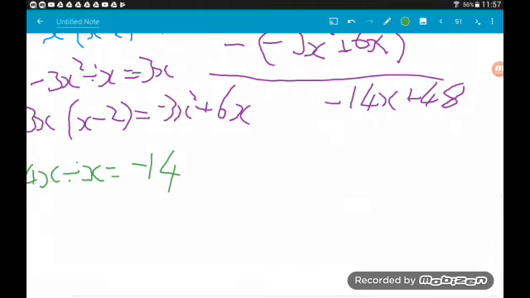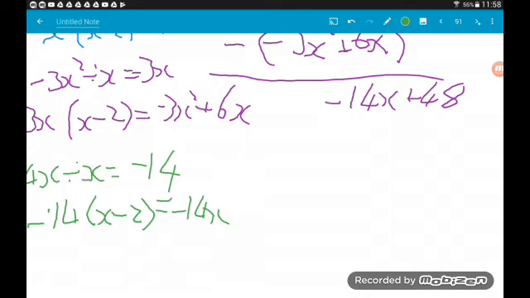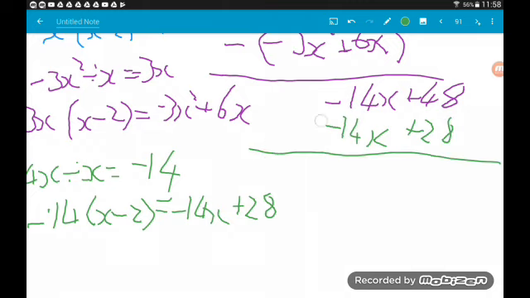So, minus 14 times the divisor x minus 2 gives us minus 14x plus 28, like that. So we now write this underneath the purple, minus 14x plus 28. And then if we do the subtraction, minus 14x minus 14x cancels out. 48 minus 28 again gives us our remainder of 20.